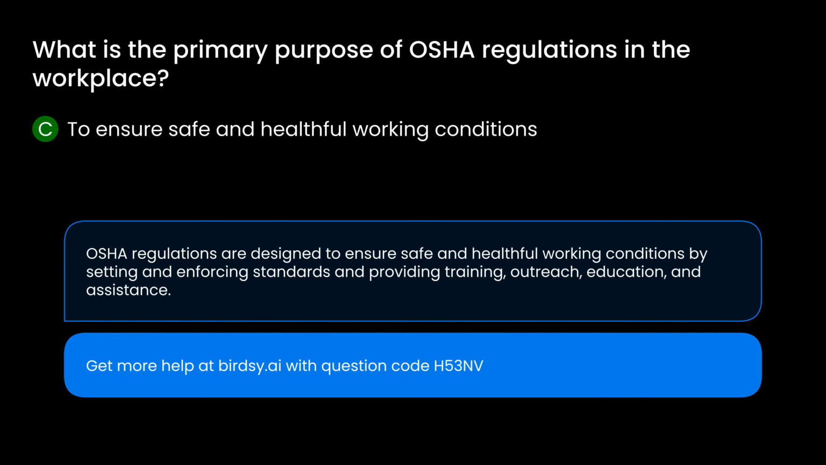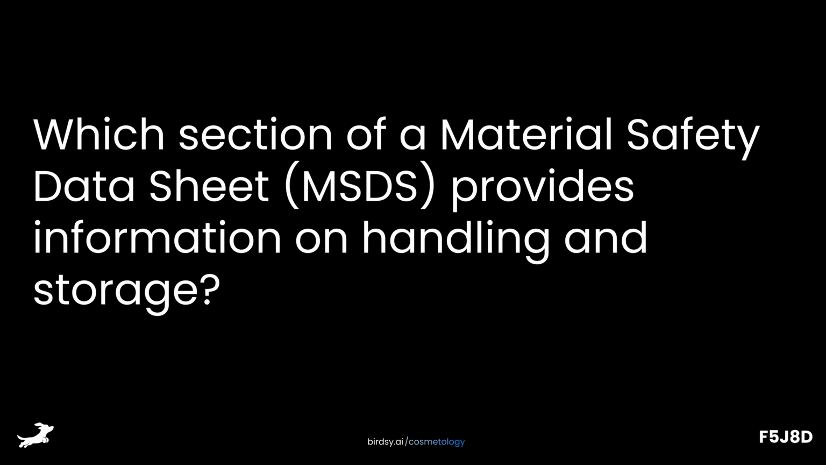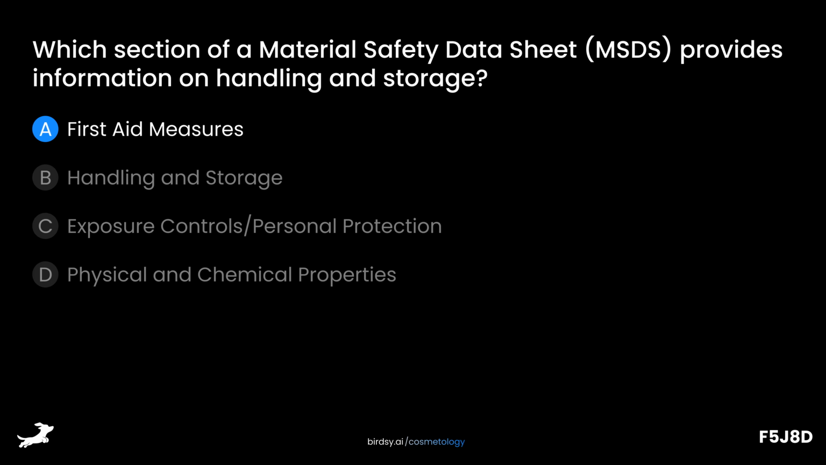OSHA regulations are designed to ensure safe and healthful working conditions by setting and enforcing standards and providing training, outreach, education, and assistance. Which section of a material safety data sheet provides information on handling and storage? Is it A, first aid measures, B, handling and storage, C, exposure controls, personal protection, or D, physical and chemical properties? The answer is B, handling and storage.